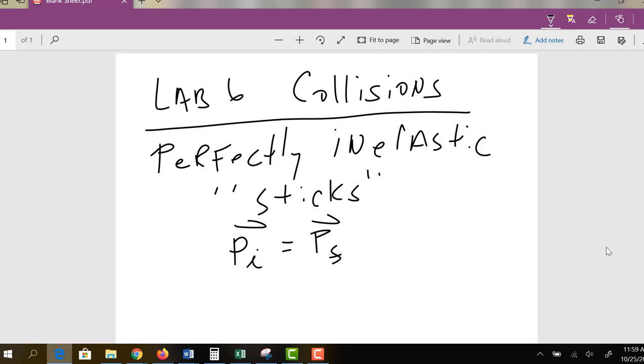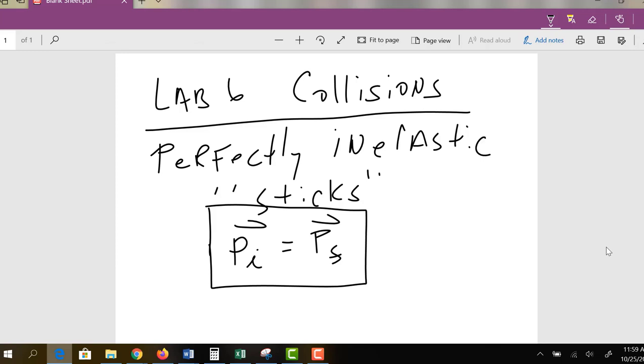Now the vector symbol above initial momentum and final momentum is just a reminder that you have to consider the x direction independent from the y direction. Also, in terms of the x direction, if you're going to the right, that's the positive direction. Going to the left is the negative direction. So the vector symbol is just a reminder to take that into consideration.